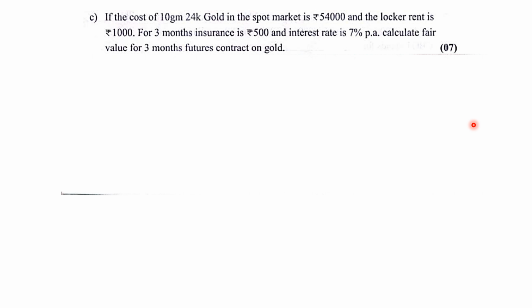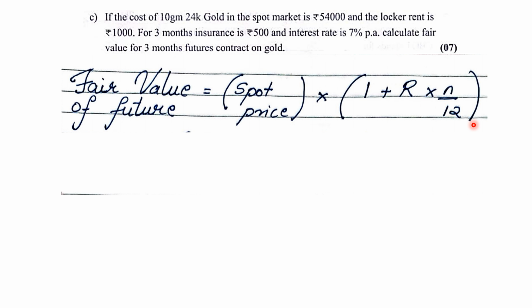So first step, we note down the formula for simple interest future value. The fair value of future is equal to spot price into 1 plus R into N divided by 12. Now the spot price will be made up of three things. First, 54,000 spot price of gold, the locker rent 1,000 and 3 months of insurance which is 500. The period is also 3 months, so we can take the value directly.